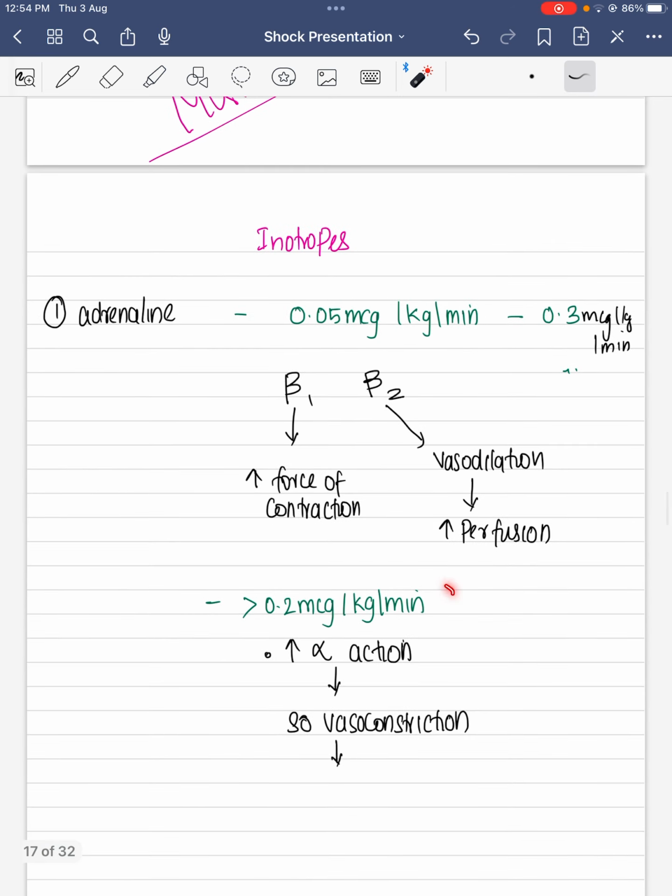Whereas when the dose is more than 0.2 microgram per kg per minute, the beta 1 action will be preserved while beta 2 will be replaced by alpha action. So instead of vasodilatation, it will produce vasoconstriction. So that is the action of adrenaline.